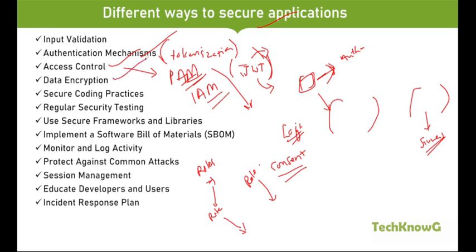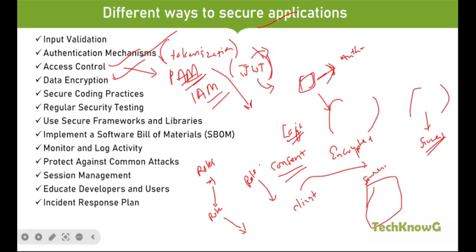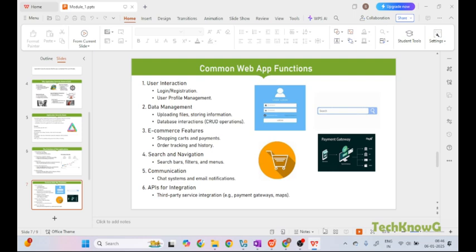Then data encryption, right? Whenever the data is in transit or whenever the data is at rest. Data in transit means when the data is going through the internet, and data at rest means when the data is present in the database. So both need to be encrypted. When the data is in transit, when it is going from client to the server.